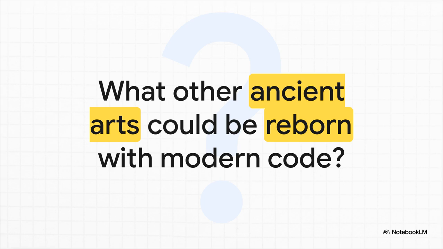This whole project just leaves you with this one really exciting thought. By finding the hidden mathematical logic inside an ancient art form, these researchers were able to preserve it and even reinvent it for a new era. So it makes you wonder, what other parts of our shared human heritage are just sitting there waiting for the right algorithm to come along and bring them back to life?